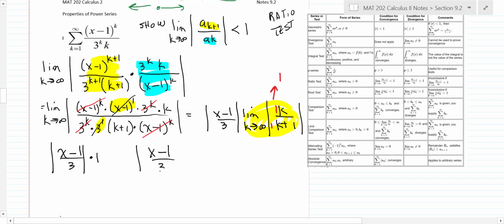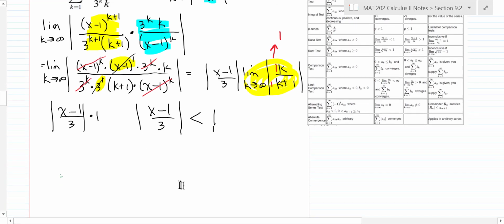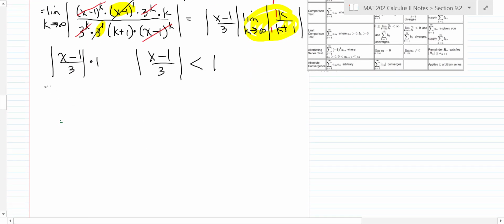absolute value x minus 1 over 3. Then what are you going to do? To make for the condition for convergence, it's less than what? 1. Okay, that's what you're always going to do on a ratio test. You're going to take that absolute value, whatever expression you end up with, less than 1, then you're going to solve it. Okay, so let's go ahead and solve this then.